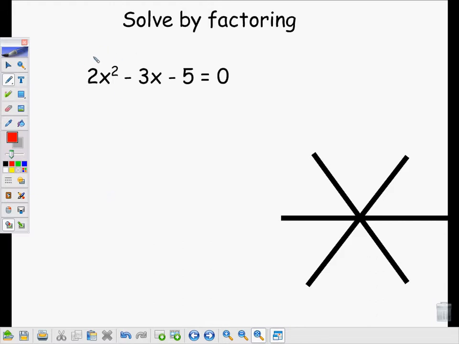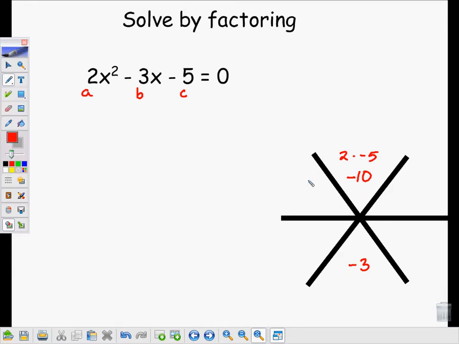To begin with, I take the product of my A and my C terms here. This is A, this is C. I take the product of those terms and put it on the top of the star. So my 2 times negative 5 goes up there. So 2 times negative 5, which we know is negative 10, goes on the top of my star. And then on the bottom of the star goes the B term, which we know is negative 3.